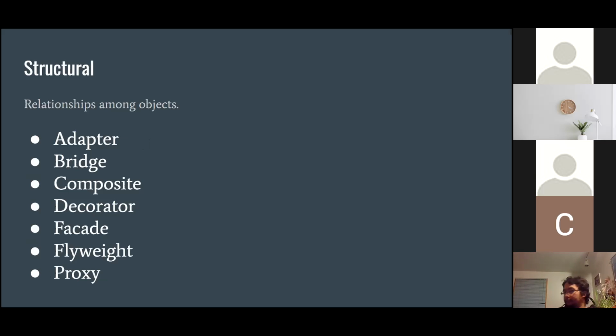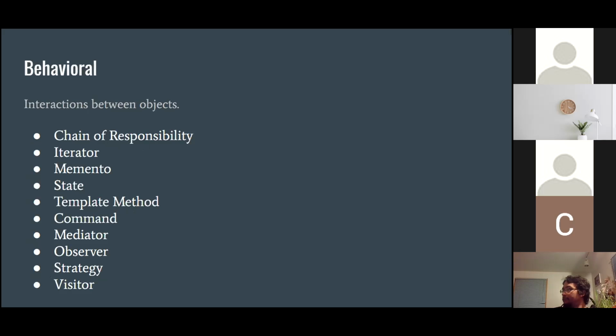Structural are relationships among objects. And behavioral is interactions between objects. I'm not going to go through all the design patterns, but I do have a good link that goes through a lot of them that I'll share in Slack after the lesson.